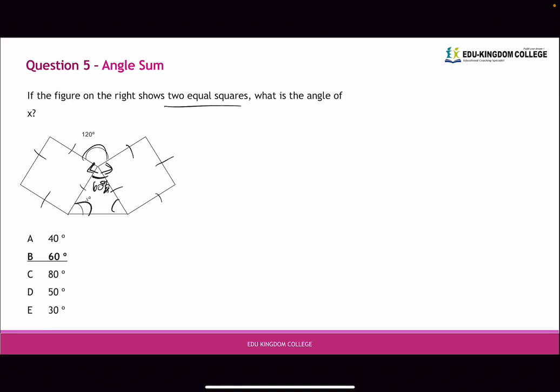Now, the angle sum of a triangle is 180 degrees. And so the leftover 2 base angles, which are equal, should add up to 120 degrees.